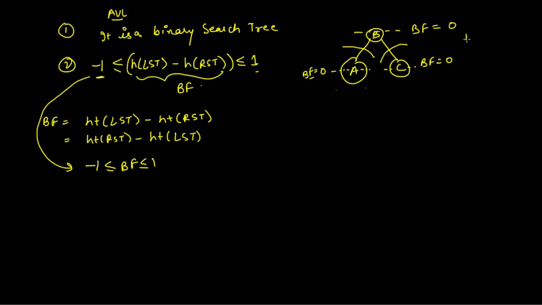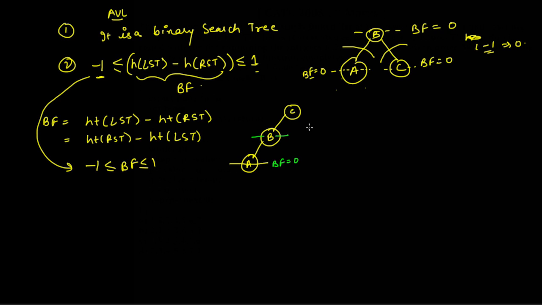So it will be 1 minus 1, which is going to give us 0. Okay, now assume that we are having this tree which is C, B and A. Now for this tree, for this node A, what is the balance factor? So balance factor for this node A is 0 because there is no left subtree and there is no right subtree. So height of the left subtree minus height of the right subtree is going to give us 0.